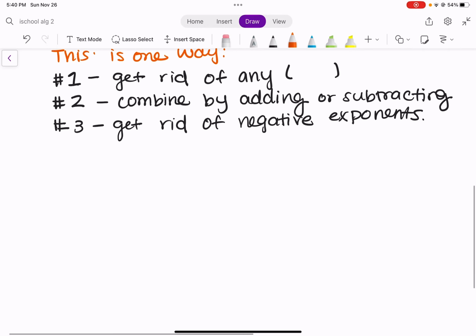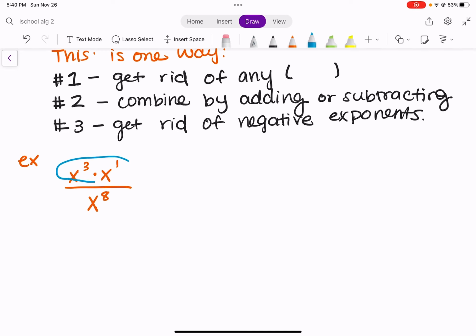So we're going to do 2 examples. So let's say I have x to the 3rd times x to the 1 over x to the 8th. Okay? Now, if you look at step 1, it says get rid of any parentheses. We don't have any parentheses. Lastly, number 2 says combine by adding or subtracting. I'm noticing that these are being multiplied, which means I can add them together. So I can say this becomes x to the 4th over x to the 8th.